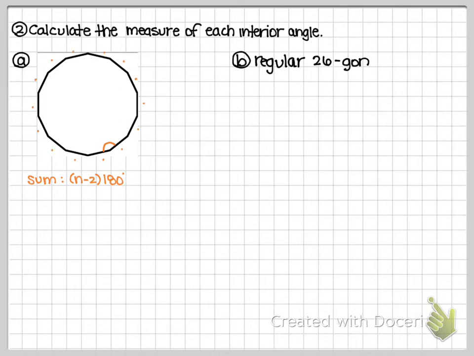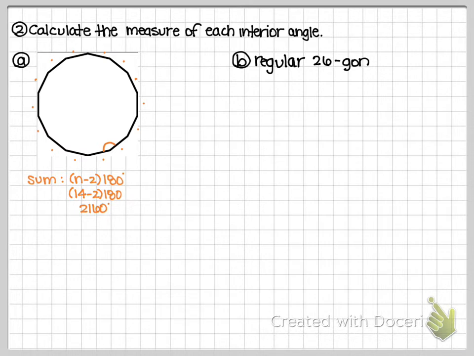So what we have here is a 14-gon. So I'm going to plug a 14 in for n, times 180. Okay, 12 times 180 is going to give me the sum of all of the angles. That's going to be 2,160 degrees. However, I want to find each one.